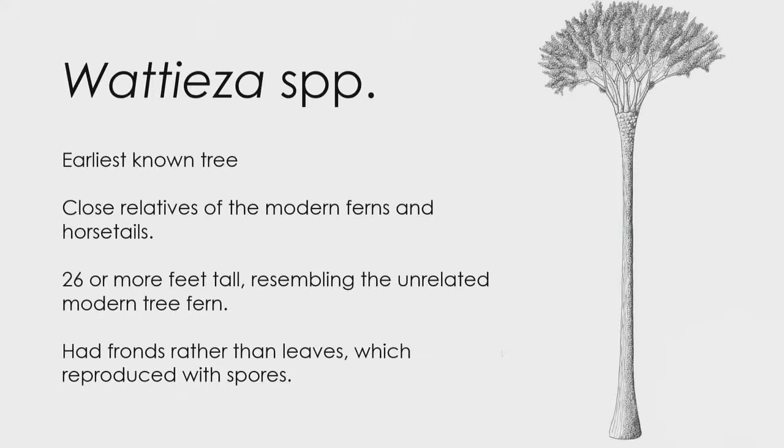And if you go around to a lot of our modern ferns and look on the underside of the leaf, you'll often, if it's a fertile frond, see those sporangia on the underside. And so this was kind of the same way, except higher up in the canopy.